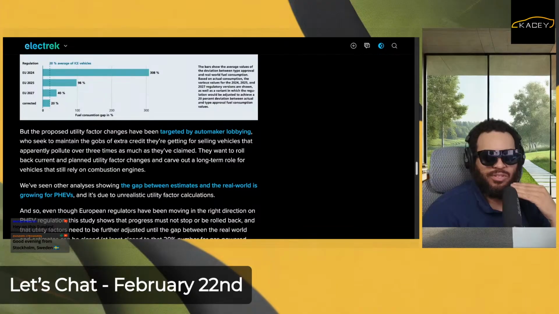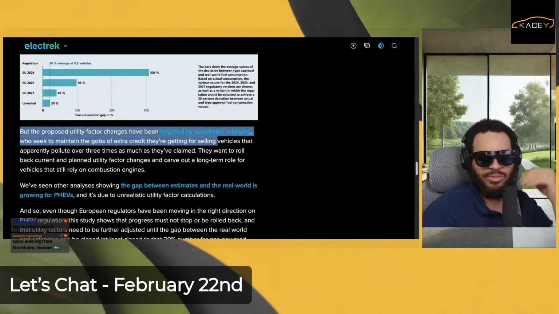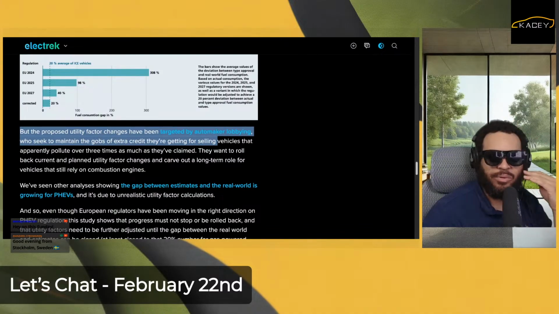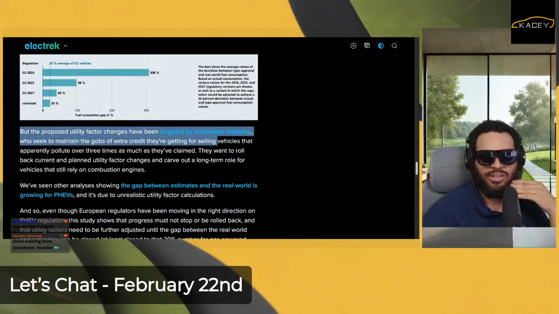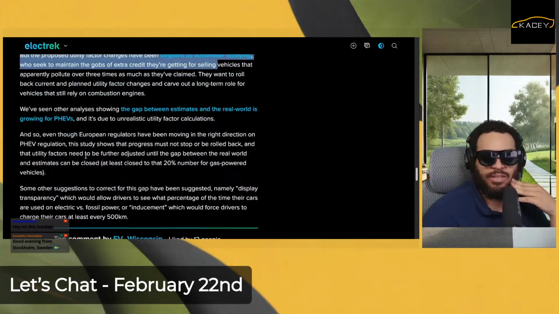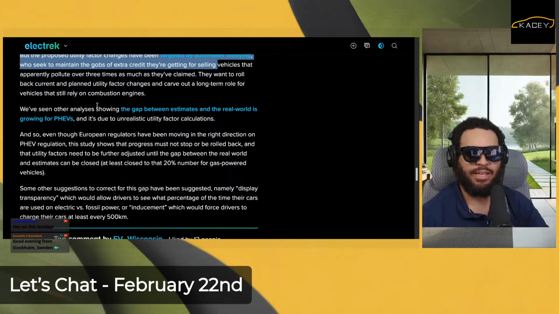Proposed utility factor changes have been targeted by automaker lobbying, who seek to maintain the gobs of extra credit they are getting for selling vehicles that apparently pollute over 3 times as much as they've claimed. They want to roll back current and planned utility factor changes and carve out a long-term role for vehicles that still rely on combustion engines. We've seen other analyses showing the gap between estimates and the real world is growing for PHEVs, and it's due to unrealistic utility factor calculations.